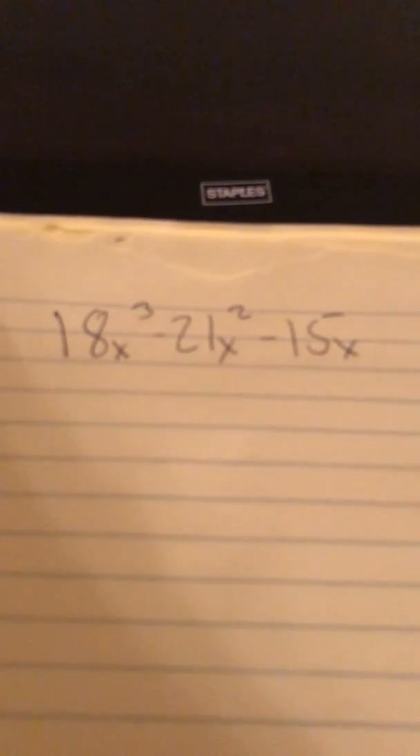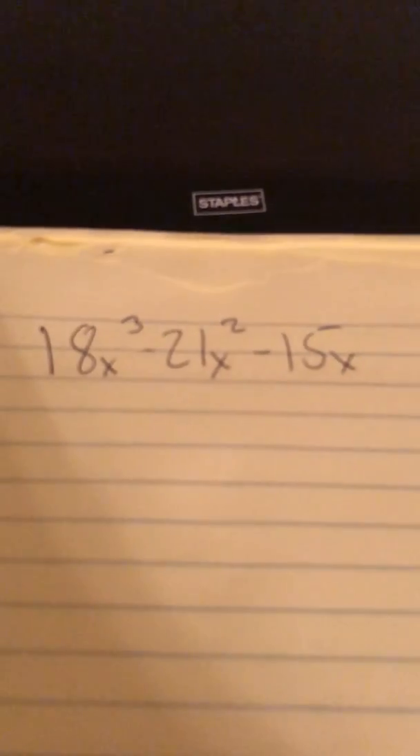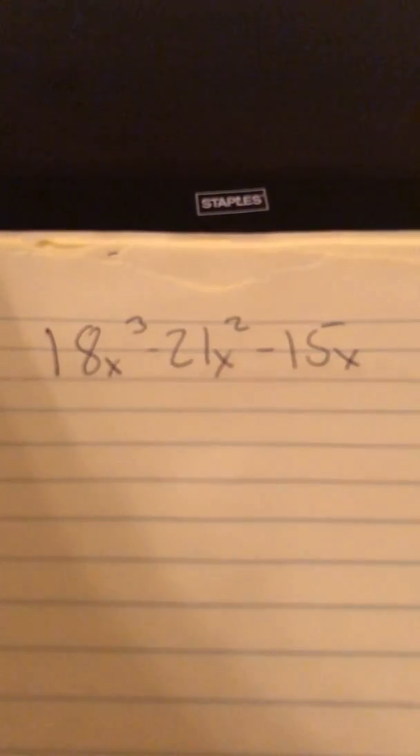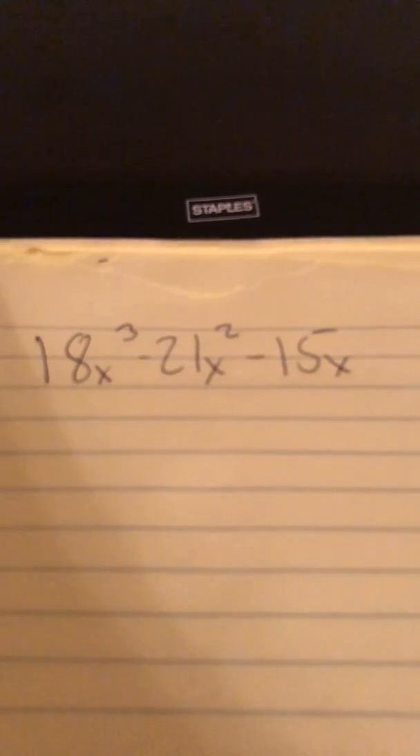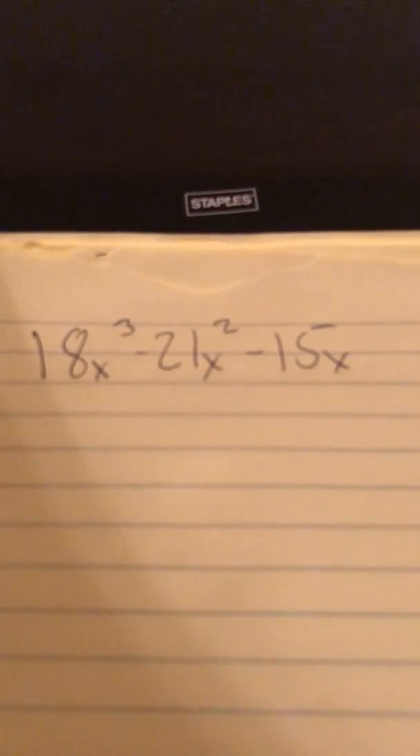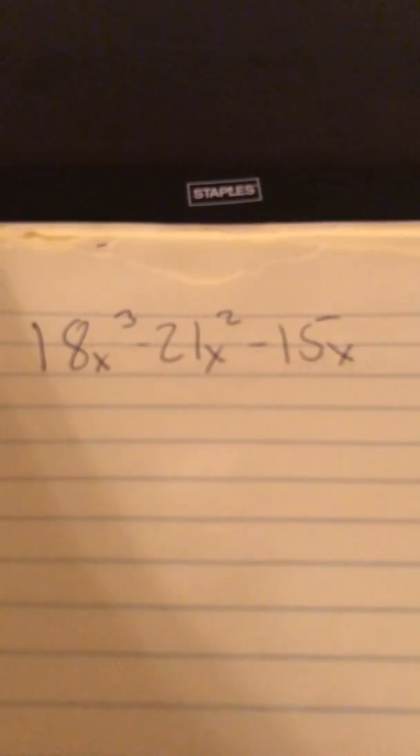My name is Austin. We're going to factor this problem and explain every step to demonstrate our knowledge. The problem is 18x cubed minus 21x squared minus 15x. First things first, we're going to take out the greatest common factor to make the math easier on this problem.